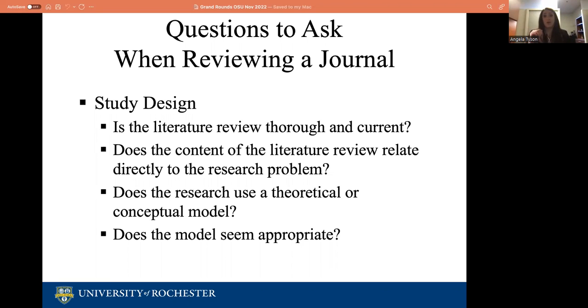You want to know whether they're using a theoretical or an actual conceptual model. Is this something new, or is this like a well-known thing? Did they do a retrospective study? Did they do a case control? Like, what did they use? And was that model appropriate for what they designed?